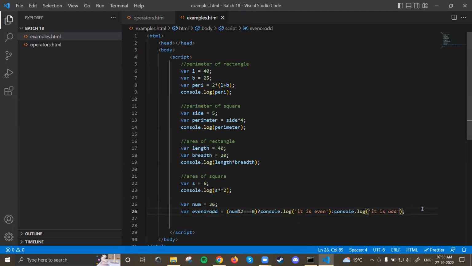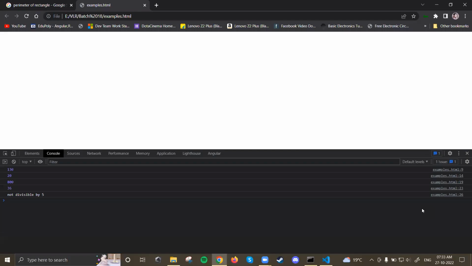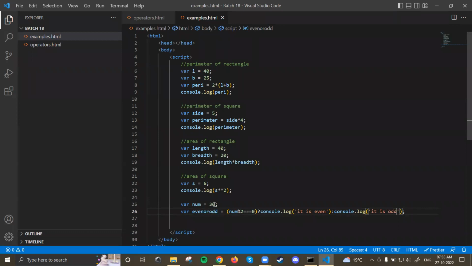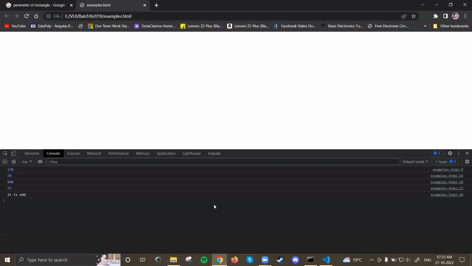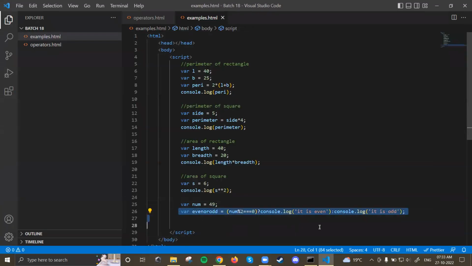Okay, now let's check this. We are getting it is even. Okay, if I write here 49, I'm getting it is odd. Okay, so this program, this code can be used to check a number is even or odd. Okay, fine. Like that, what else we have?